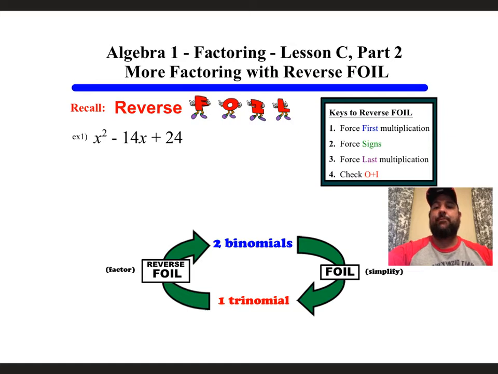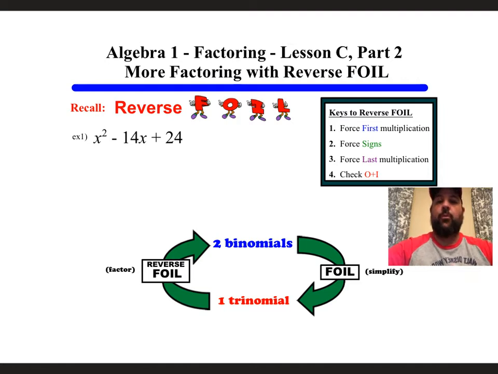So I have an example problem here to get us warmed up with. If you want to pause real quick and try number 1 on your own, and then when you're ready, restart, and let's take a look at the answer. All right, so we have x squared minus 14x plus 24.